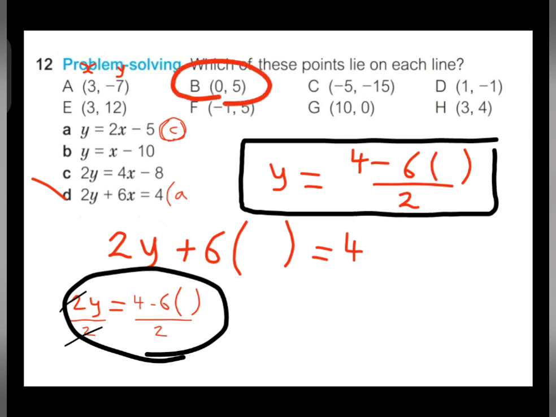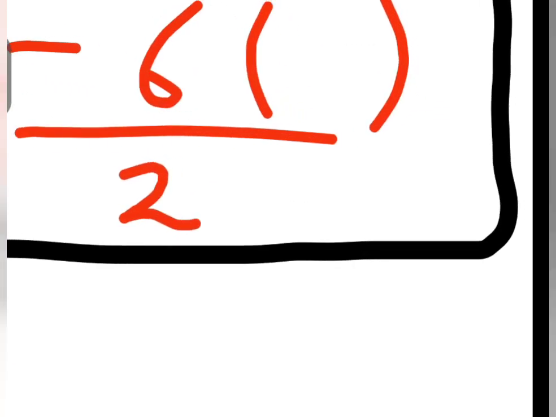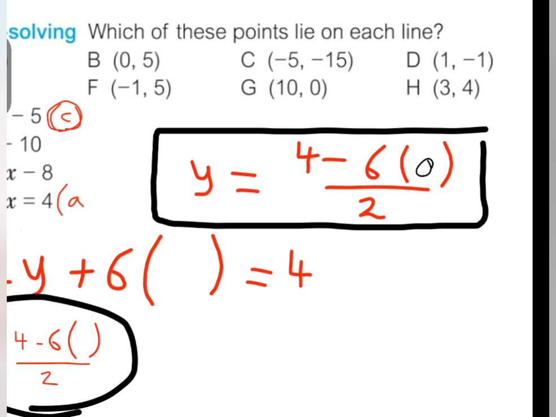With point B here, x equals 0. So I put 0 here. And then 0 multiplied by 6 equals 0. And then 4 divided 2 equals 2. Do we have a 2 on y? We don't. So the point doesn't fit. Let's move on to the next point, point C.